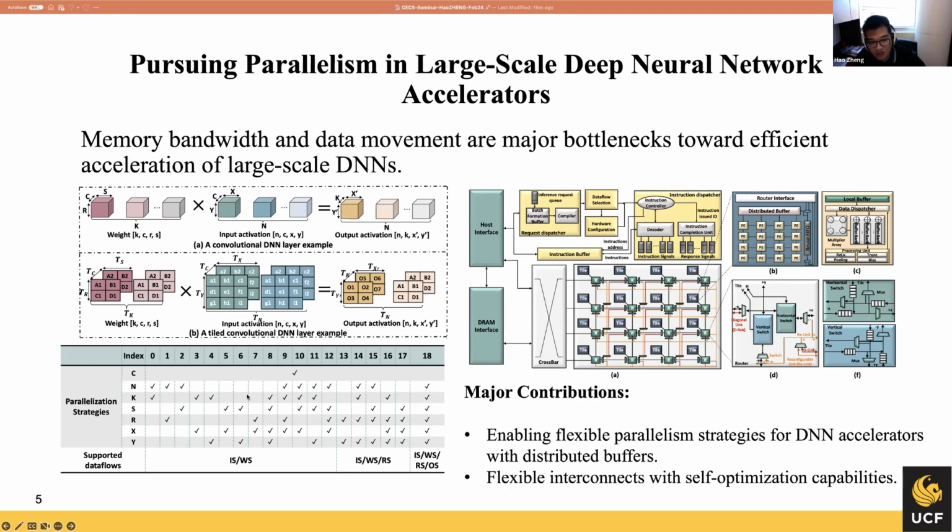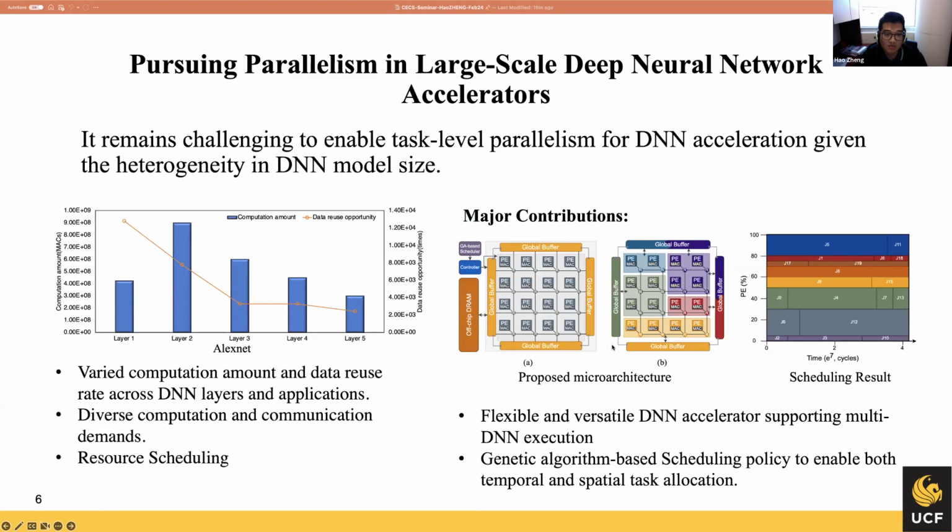And the second one, so once we confirm the parallelization strategy and the mapping strategy, how do we configure those interconnection networks to support the data movement? And this is what we have done for the first project.